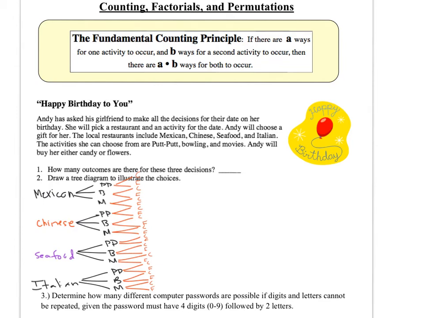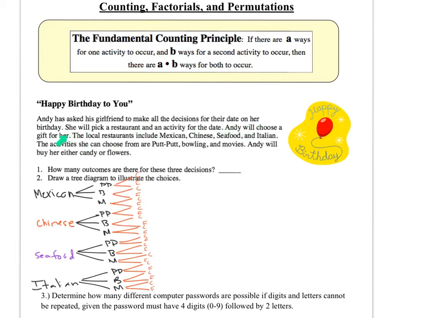The fundamental counting principle is if there are A ways of one activity to occur and B ways for the second activity to occur, then there are A times B ways for both to occur. So here we have an example, and I'm sure you've probably seen something similar, maybe back in middle school.